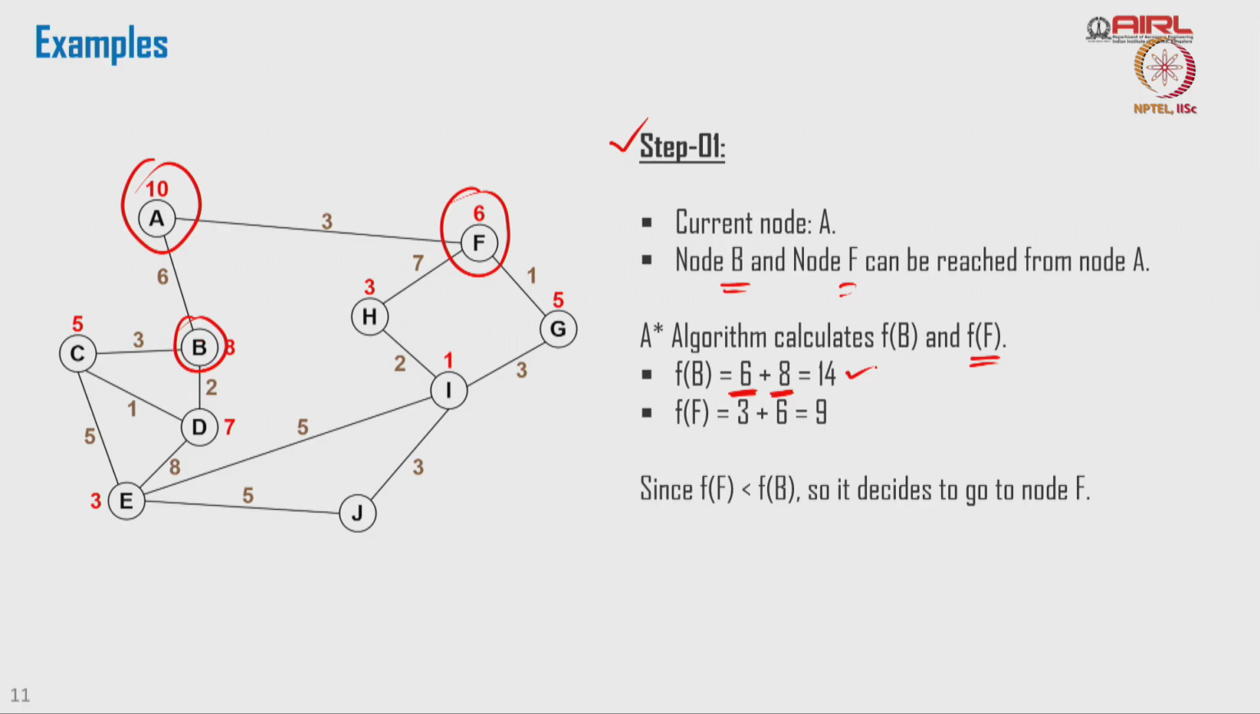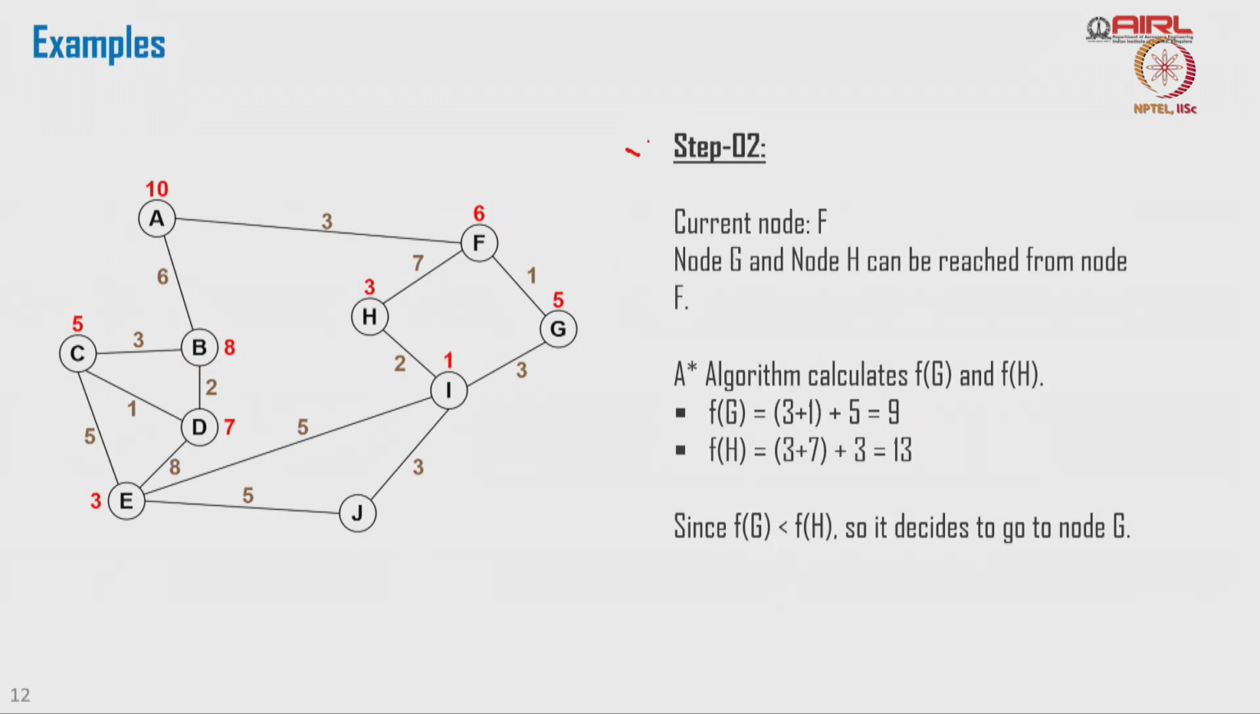However, in the same way the total cost for node F becomes 9. So, it will try to minimize the cost in that way, and that is why the total cost for node F is less than B. So, going from A to F is a better option.